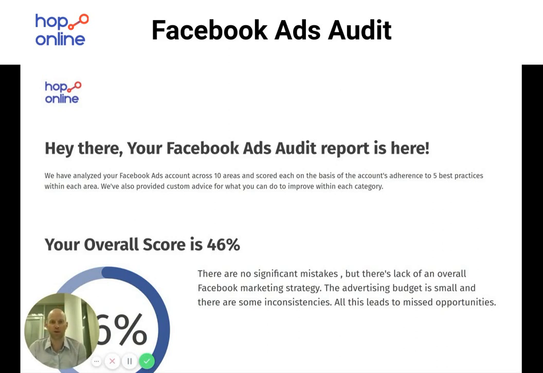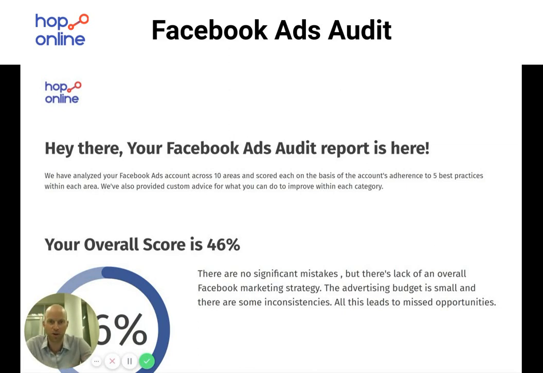So the goal of the Facebook Ads audit is to really run through a series of checks of best practices and to diagnose any issues that we see and make recommendations for improving the performance and improving the return on ad spend that you get from Facebook ads.